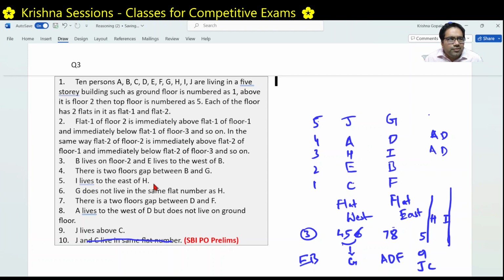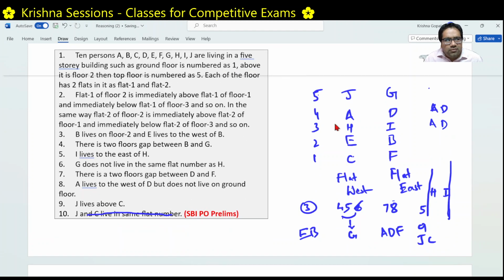At the same time, I lives to the east of H. There is no other slot because F is already taken. F is 2 floors away from D, right? So F is also taken. B was also taken. D was also taken. G was also taken. So for H and I, only one slot is left. So H and I we had figured out. Right. And only two slots, J and C, were left. We had finally used condition number 9 to figure out J and C. So we created the solution: CEHAJ FBIDG. Right. This is the structure.